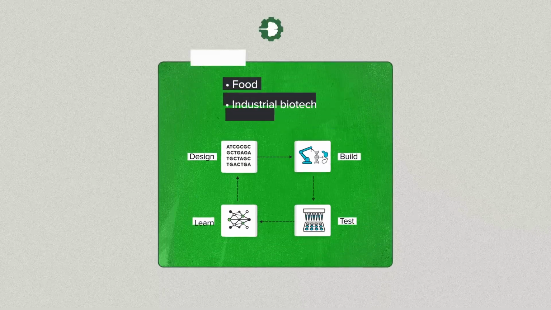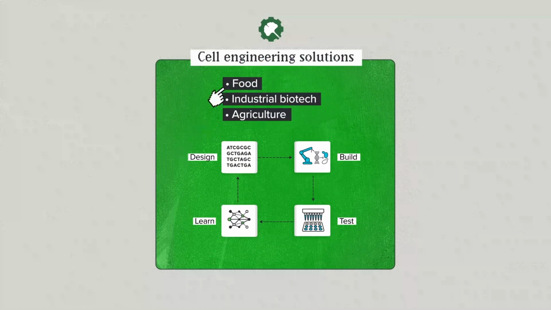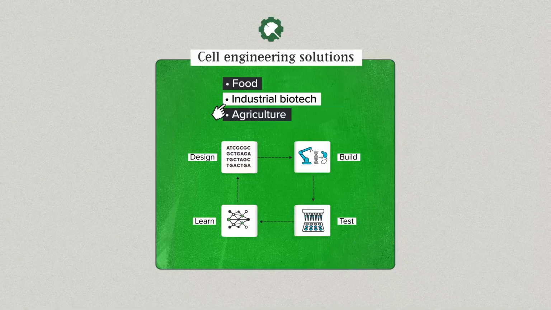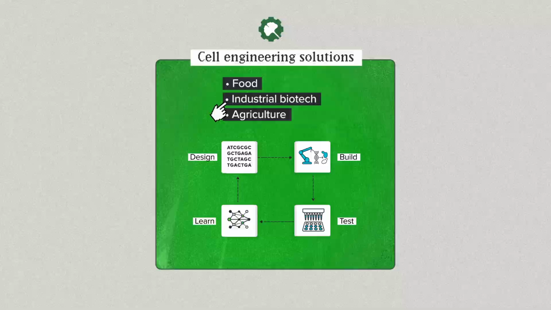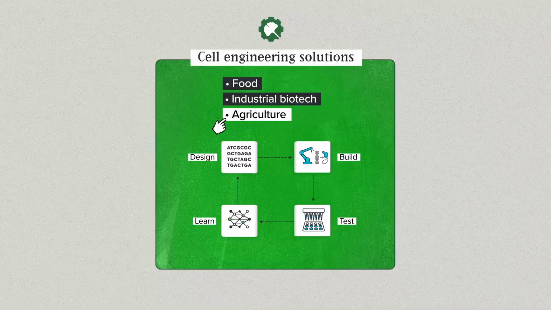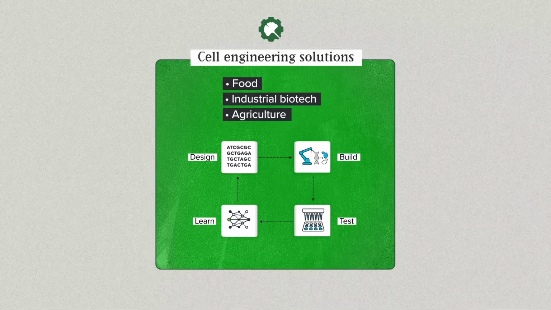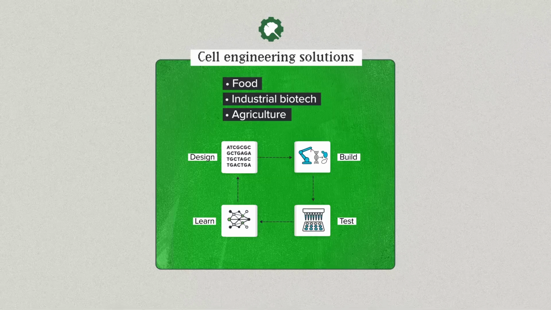Then, of course, there's the whole enchilada: design, build, test, and learn. You can come to Ginkgo for a complete cell engineering solution. You need yeast to produce a food protein. You need a fungal strain to manufacture an industrial enzyme. You need a soil microbe to fix nitrogen for agriculture. We can handle the entire synthetic biology arm of your R&D project and deliver a strain.